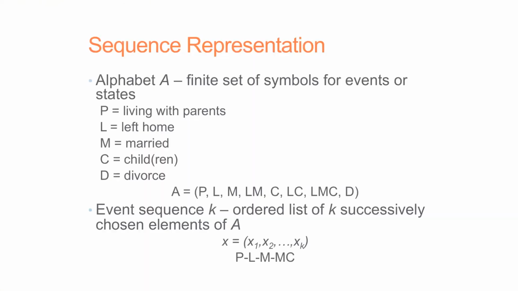Okay, so an event sequence of length K is an ordered list of K successively chosen elements of this alphabet A. So we can think of that typically as an ordered list, x1, x2, all the way through xK. And a way to represent that in the sequence data might be P, L, M, and MC, which, going back a couple slides, would be for living with parents in 1930, having left home in 1931, being married in 1932, and being married with a child in 1933.